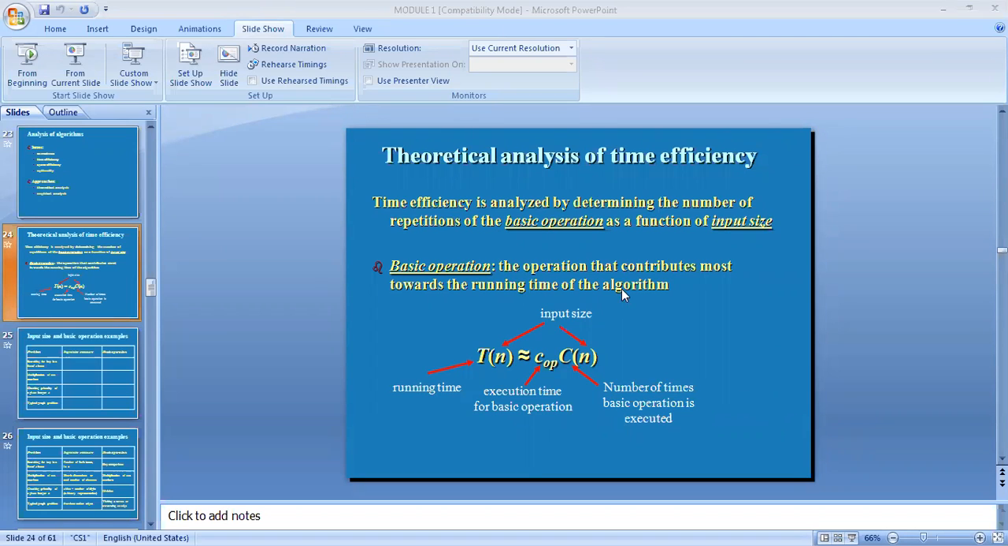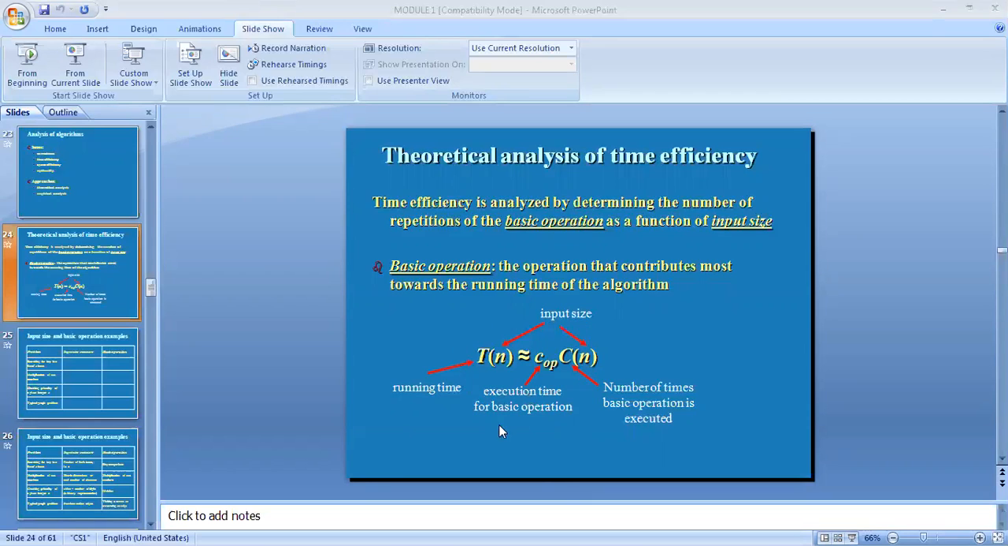Next, what we are going to discuss is a theoretical analysis of time efficiency. The running time T for an input size n is measured based on the execution time taken for the basic operations in an algorithm and the number of times the basic operation is executed for the input size.